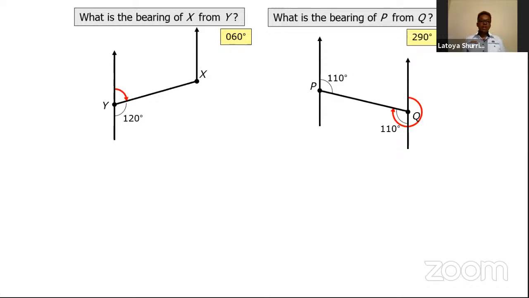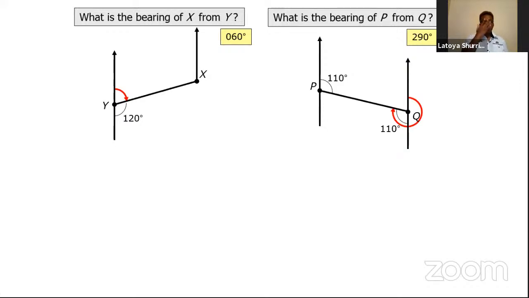So the answer is actually 290 degrees. Remember, we are going in a clockwise direction. We're starting at our north point, and if we start at our north point, we have a bit of angular turn to get to P. And so it would definitely have to be a little bit more than 70 degrees.